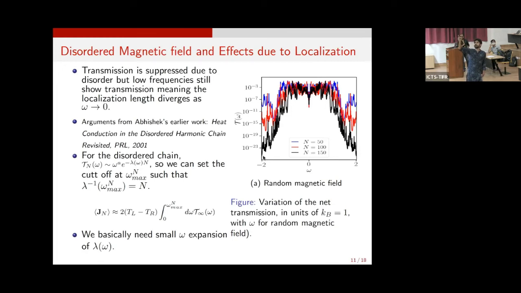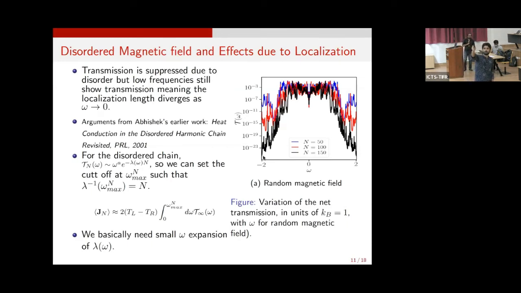Keeping these things in mind, it seems that we can cut off our integral of the transmission. The heat was basically the integral of the transfer over all frequency. We'll just cut it off at some cutoff frequency, which will be a function of n. So we can assume a heuristic form of this transmission for the disordered case, which will capture all of these details.